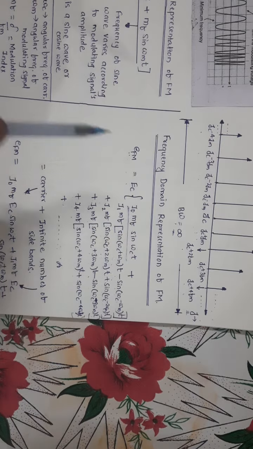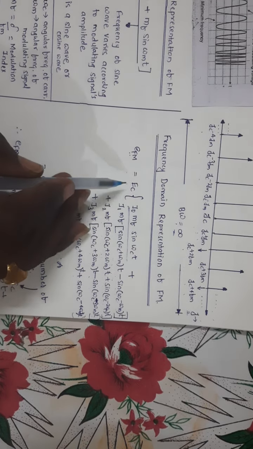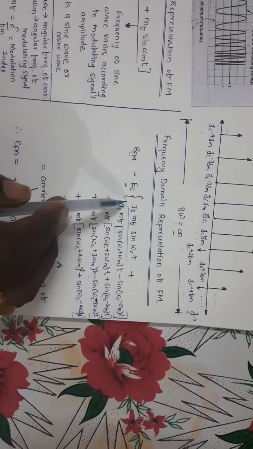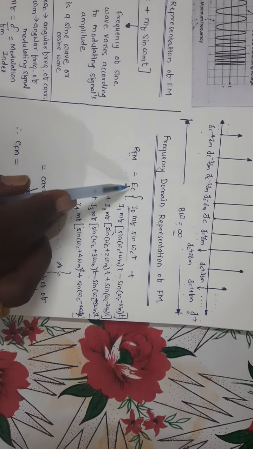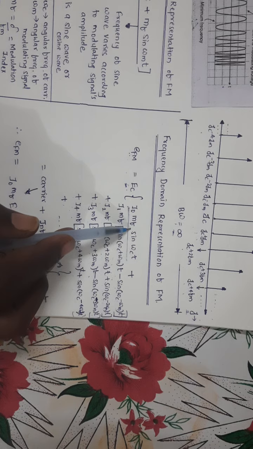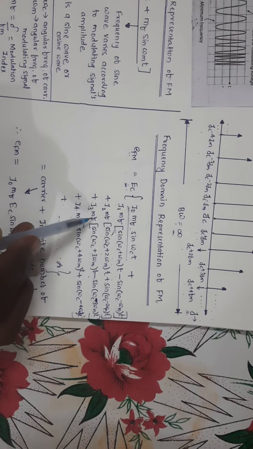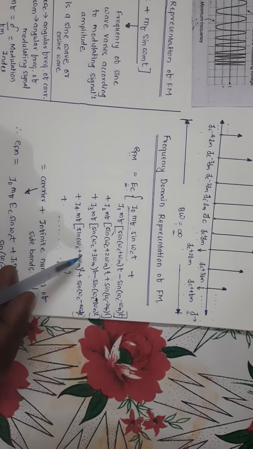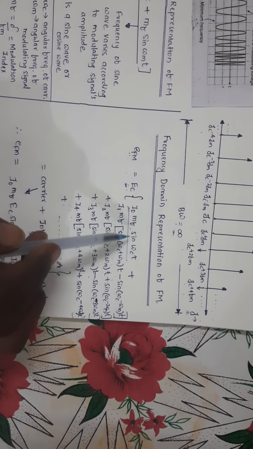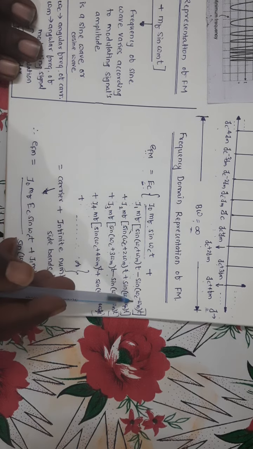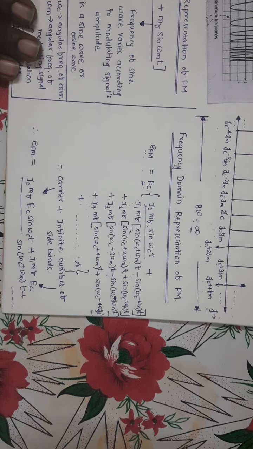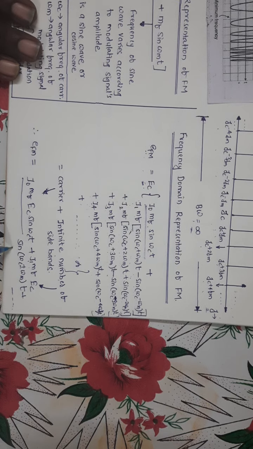Now while writing the mathematical equation, one care we have to take is that this EC is just outside this bracket. So it is applicable for all J0, J1, J2, J3, J4 terms. So if we multiply EC inside the bracket, it becomes J0 EC MF, J1 EC MF, J2 EC MF, J3 EC MF, J4 EC MF, right? So J0 EC MF sin omega C T. I have written this term here, which indicates your carrier. And whatever the remaining terms with J1 EC MF and these combinations, they indicate the infinite number of sidebands, which is indicated by J1 MF EC sin (omega C plus minus omega M) T and so on.